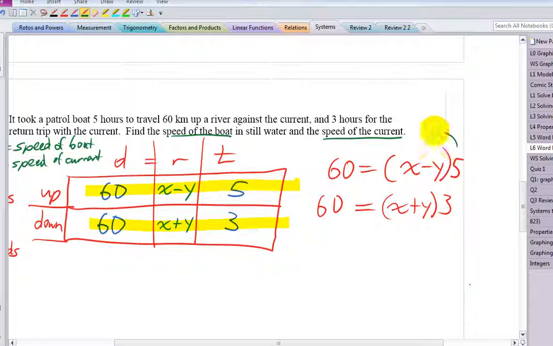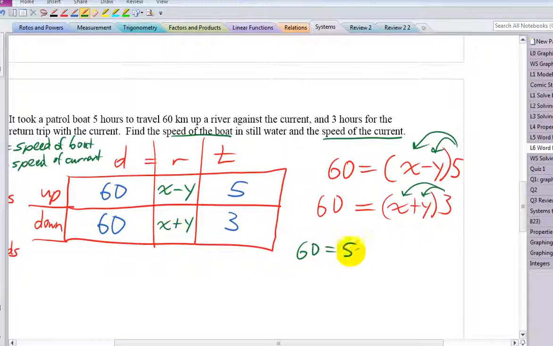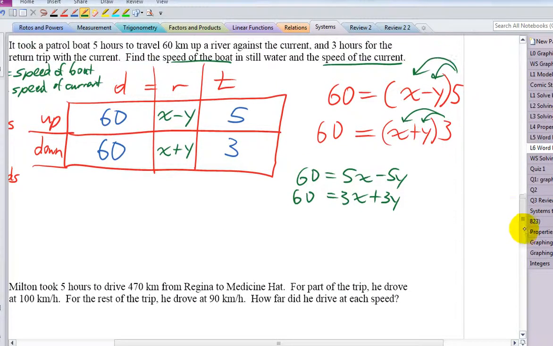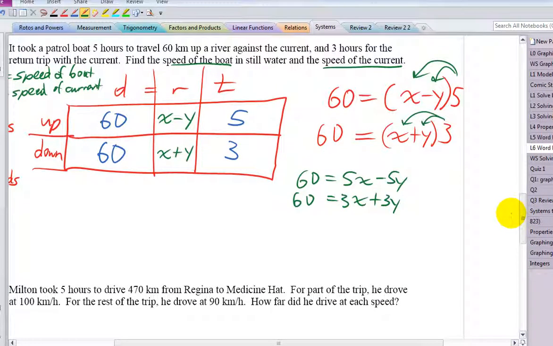So the first thing we do to solve is multiply to get rid of brackets. So make sure you multiply in properly. Okay. And so we get 60 equals 5x minus 5y. 60 equals 3x plus 3y. What's the common multiple for your x's and y's? 15. Good, go ahead, solve it. Let's go real quick.